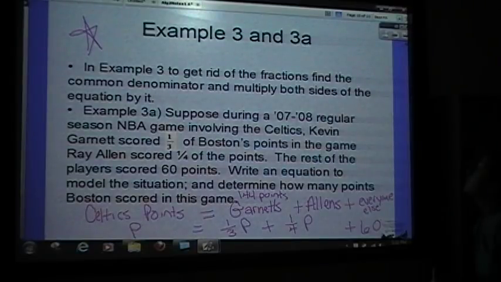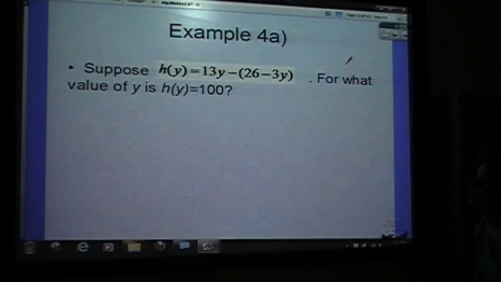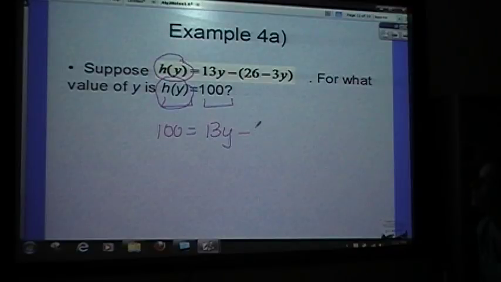Okay? If you don't understand that problem, definitely ask me for help tomorrow because that problem will show up a few more times. Okay, here's another example. H of y is 13y minus the quantity 26 minus 3y. For what value of y does h of y equal 100? So they're saying the whole quantity h of y is 100. So plug it in for h of y. 100 equals 13y minus the quantity 26 minus 3y.